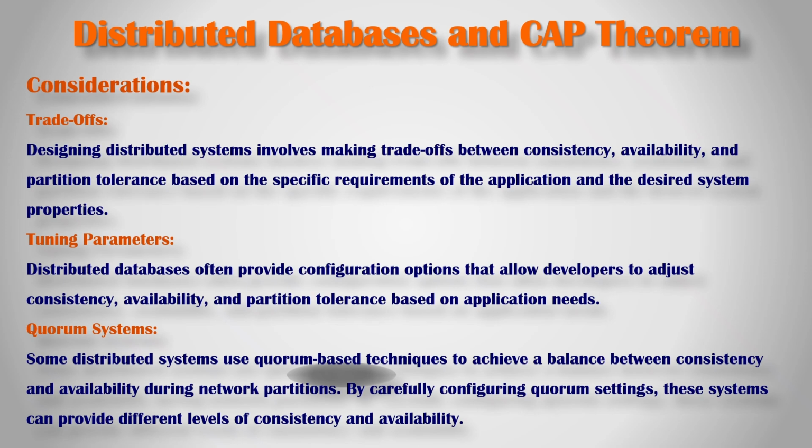Tuning parameters. Distributed databases often provide configuration options that allow developers to adjust consistency, availability, and partition tolerance based on application needs. Quorum systems. Some distributed systems use quorum-based techniques to achieve a balance between consistency and availability during network partitions. By carefully configuring quorum settings, these systems can provide different levels of consistency and availability.